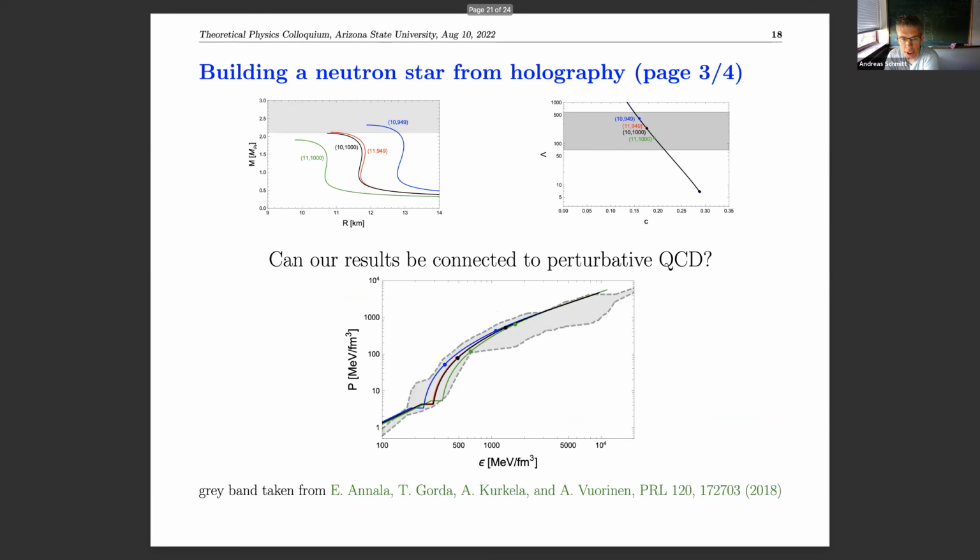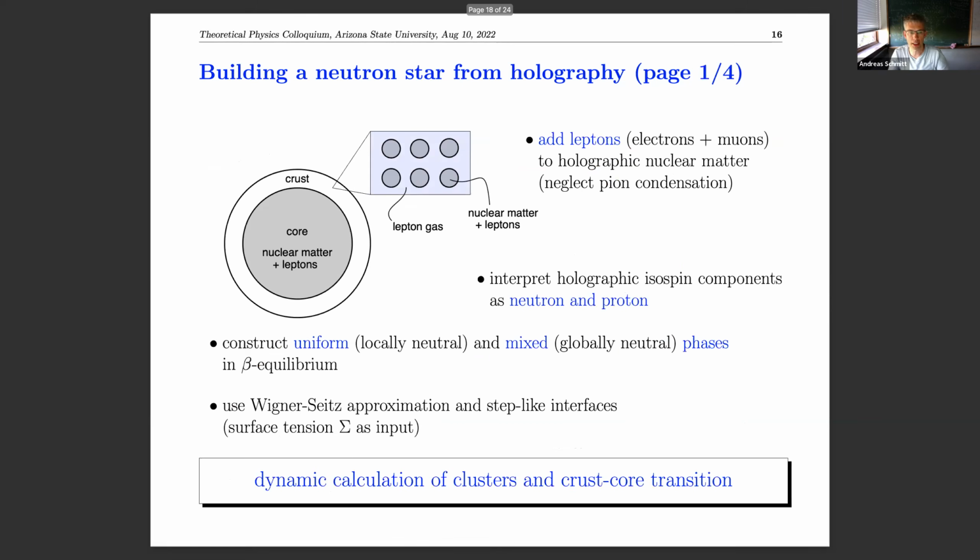So what I'm doing here is using the model to make predictions for the mass of a neutron star, radius of a neutron star, tidal deformability of a neutron star, and then I'm checking whether that's in agreement with the experimental data. Obviously, I can't say that the data confirms the holographic model. That's the wrong way to say it. I'm just checking whether I can reproduce that data.